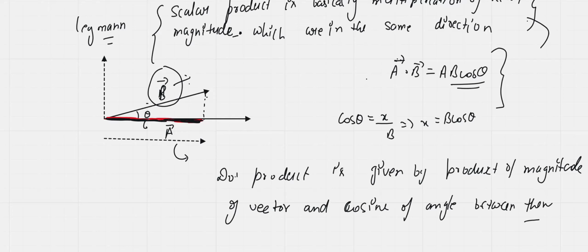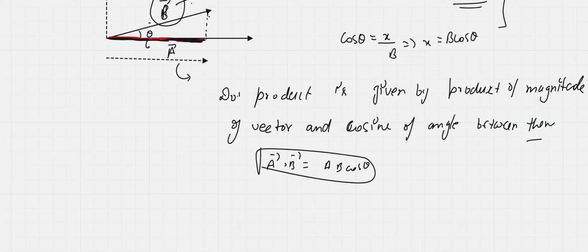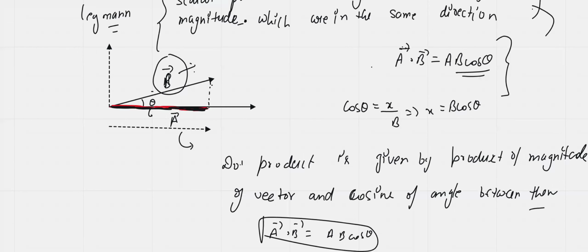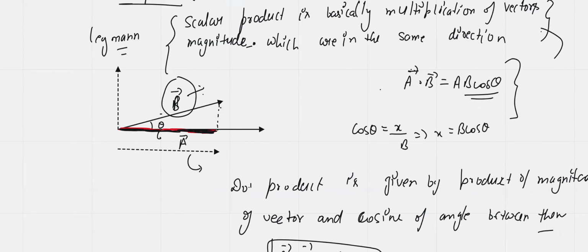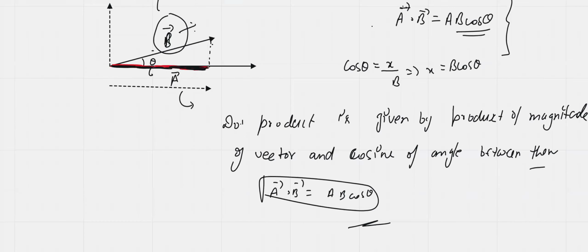What does this say? It is again the same thing. A dot B I can give as the product of magnitudes, A magnitude, B magnitude, just simple multiply, and the cosine of the angle. But we don't get the crux of the dot product by using this definition. So that's why I gave you this layman version, so that you can understand what the dot product actually is.